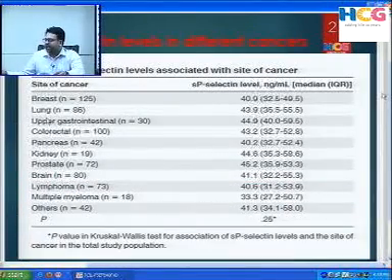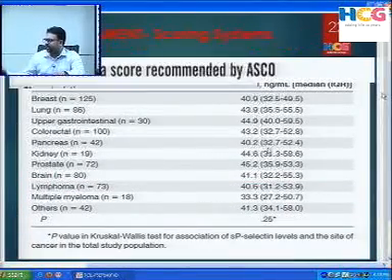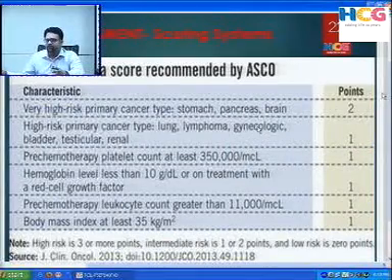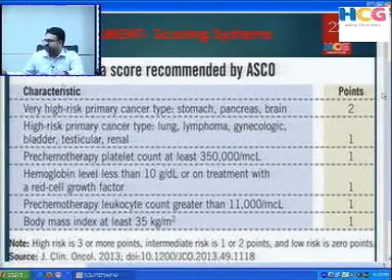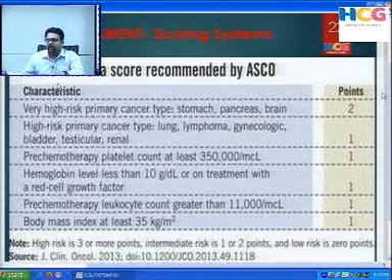These are the list of the cancers which increase the levels of P-selectin. There are different scoring systems to assess the risk in a cancer patient. The first one is a modified Corona score, which is recommended by the ASCO.